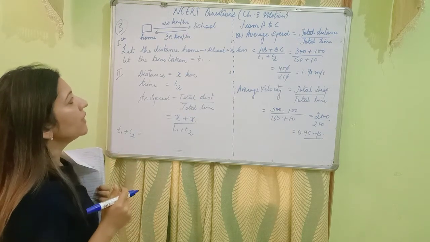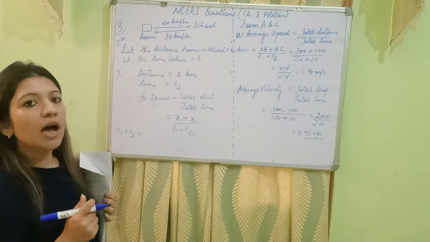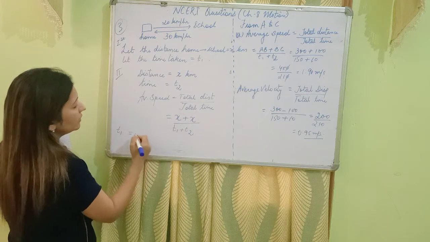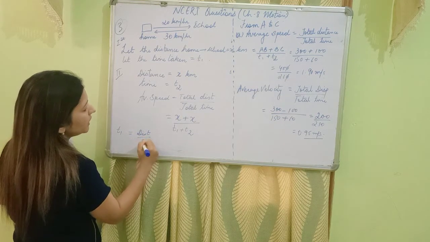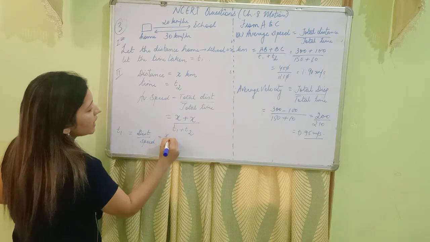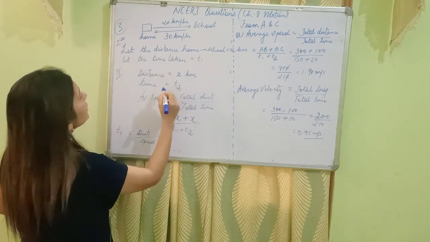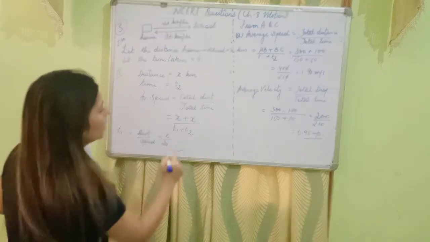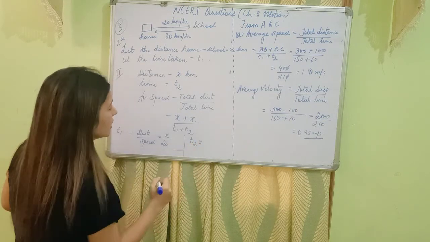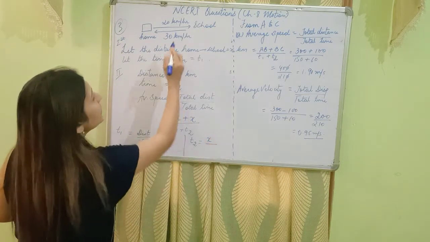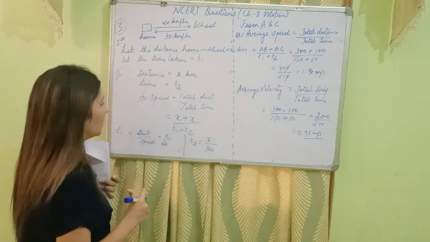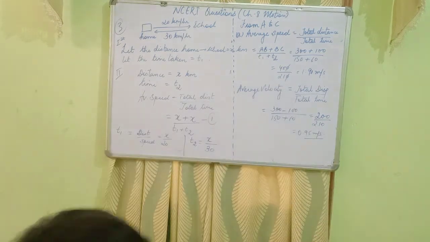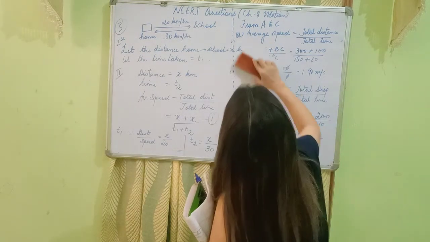Now what is time t1? The formula of time is distance upon speed. For t1, distance here is x, and speed in the first case is 20 kilometers per hour. So t1 is x by 20. For t2, again distance by speed: distance is x and speed is 30 kilometers per hour. So putting the values of t1 and t2 in equation 1, what will we get?